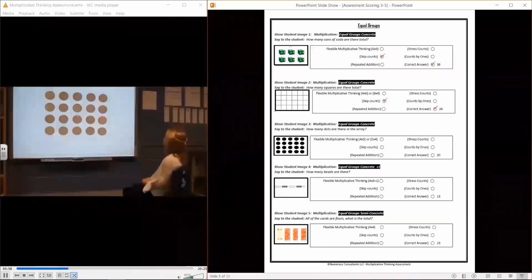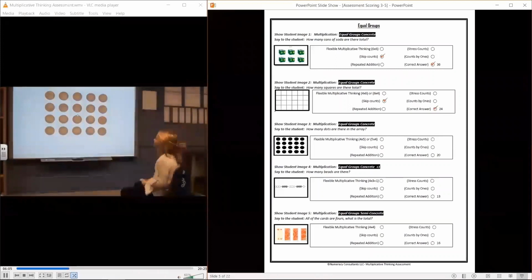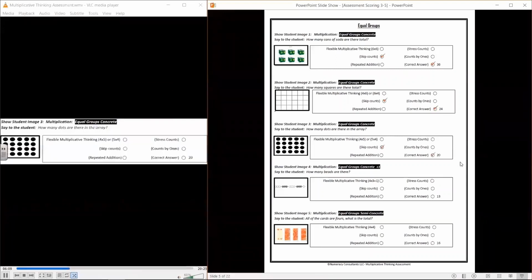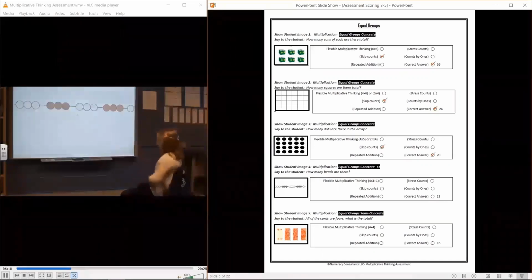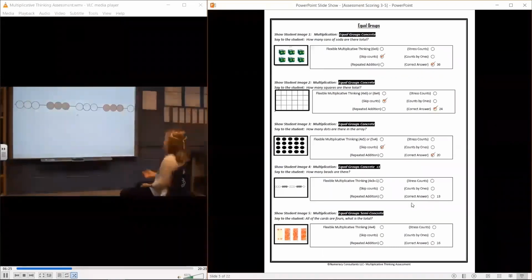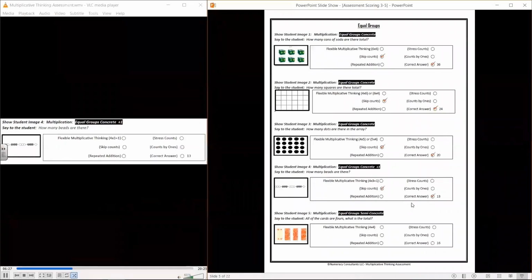20. Okay, and how'd you get that? Skip count by 4. Okay. Again, she skip counted and she got the correct answer, and she gets credit for the strategy. All right, how many beads are there altogether? Altogether, 6, 9, 12, 13. Again, she skip counted and added 1, and that is correct.